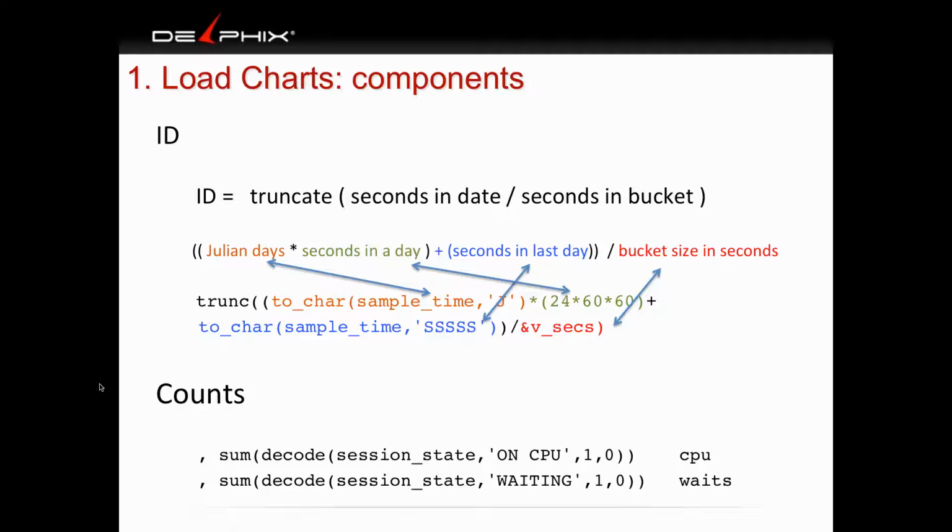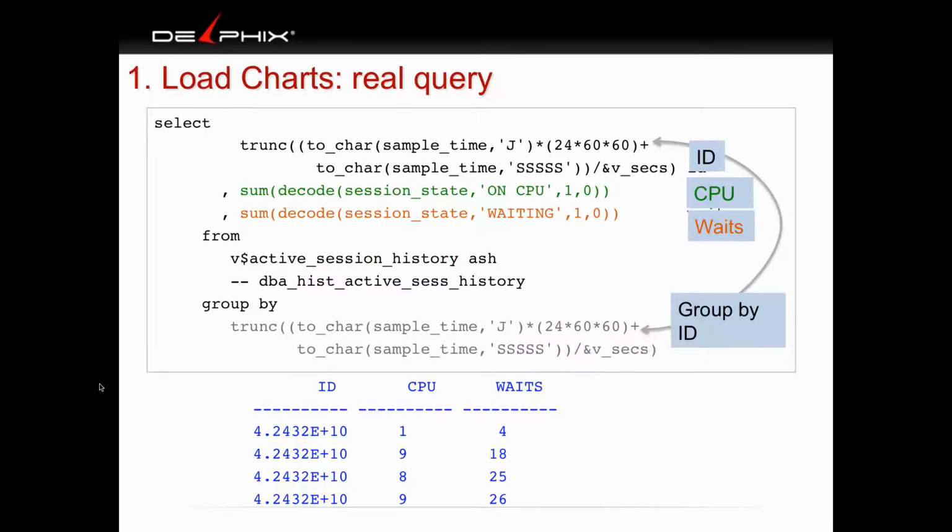We need to create a bucket ID. I'm going to take a number of days, number of seconds in the Julian date. So Julian date's number of days. I multiply days by seconds in the day, and I add on the number of seconds in the day. And I divide it by my bucket size. And I truncate it. This will be a bucket ID. And then for each of these bucket IDs, I'm going to count CPU and weight. And that's the raw data that we're going to use to create these graphs.